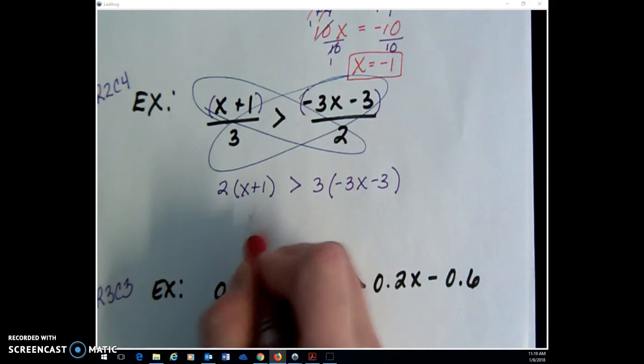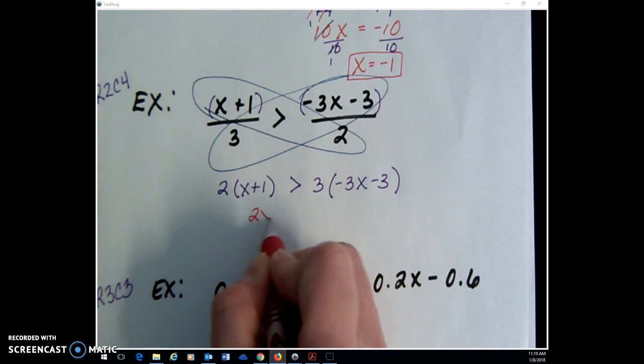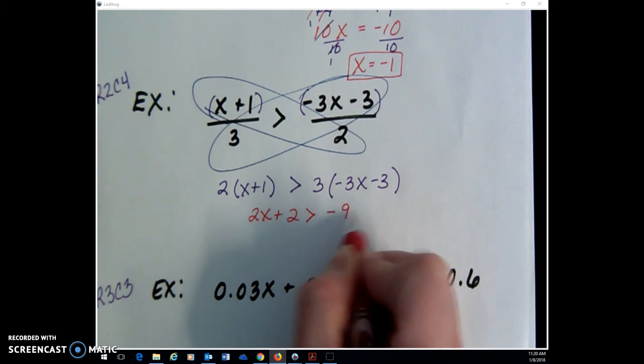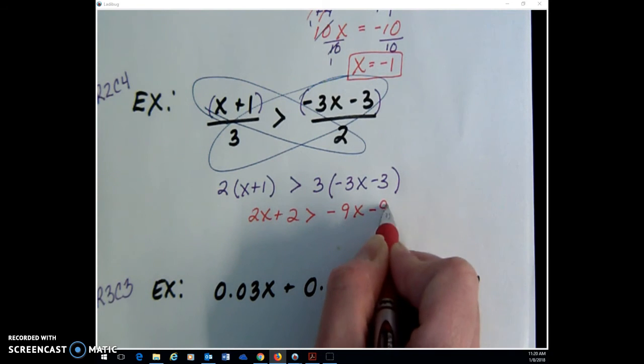Then I'm going to go ahead and distribute. 2x plus 2 is greater than negative 9x minus 9.